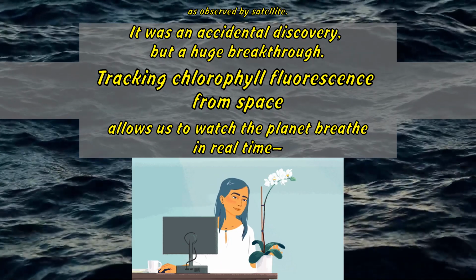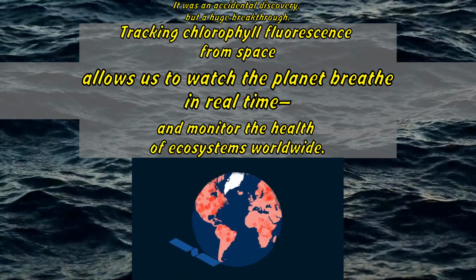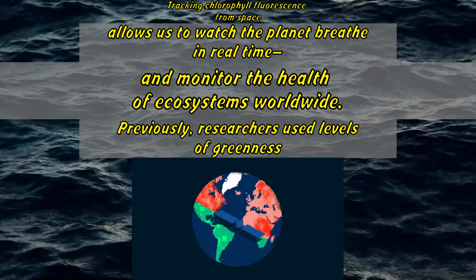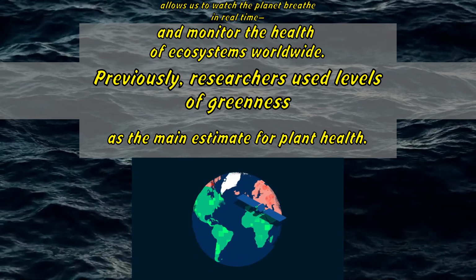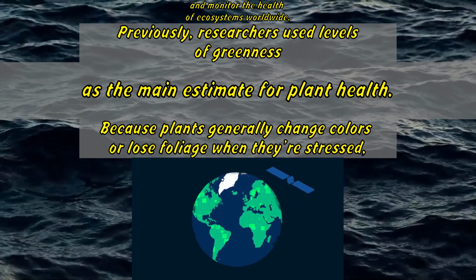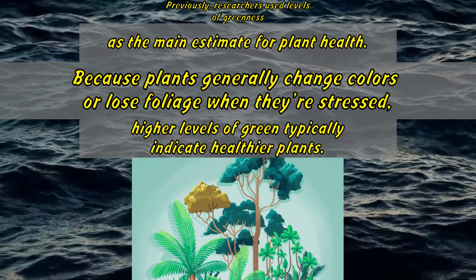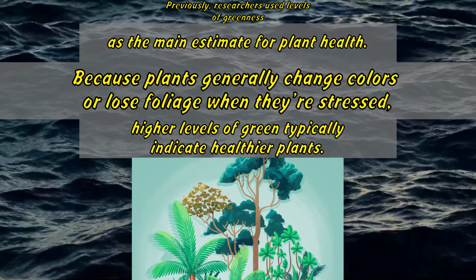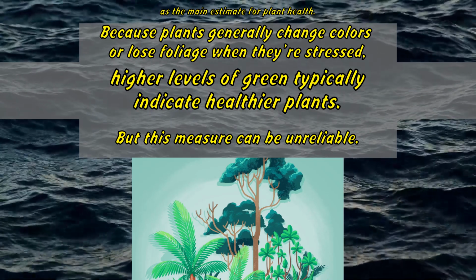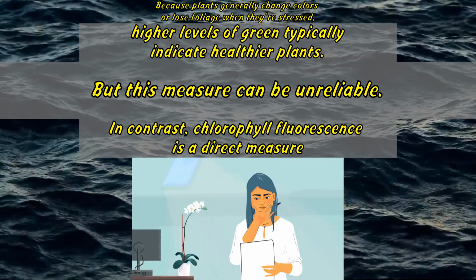Tracking chlorophyll fluorescence from space allows us to watch the planet breathe in real time and monitor the health of ecosystems worldwide. Previously, researchers used levels of greenness as the main estimate for plant health, because plants generally change colors or lose foliage when they're stressed. Higher levels of green typically indicate healthier plants. But this measure can be unreliable.